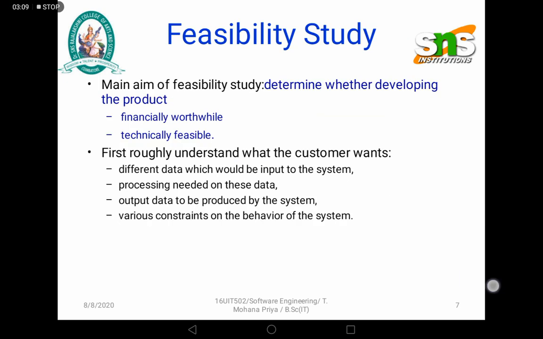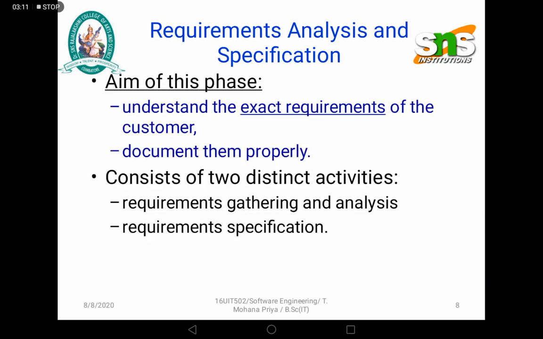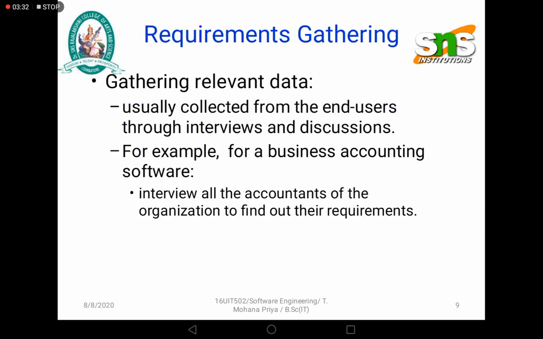The second phase is called requirement analysis and specification. The main aim of this phase is to understand the exact requirement of the customer, and the exact requirement will be documented properly. The document is called the software requirement specification, that is, the SRS document. This phase divides into 2 major parts: one is requirement gathering and analysis, and the second one is requirement specification.